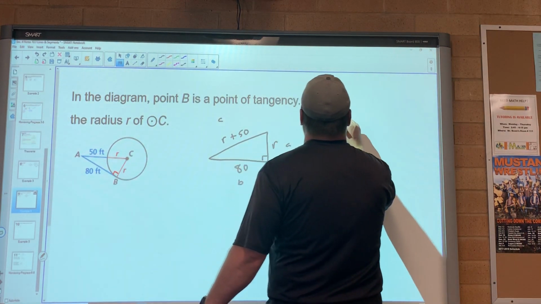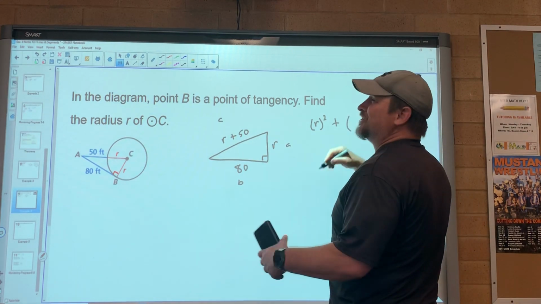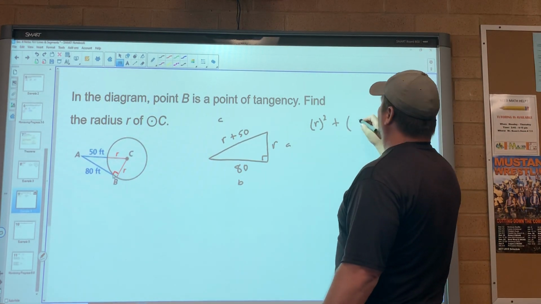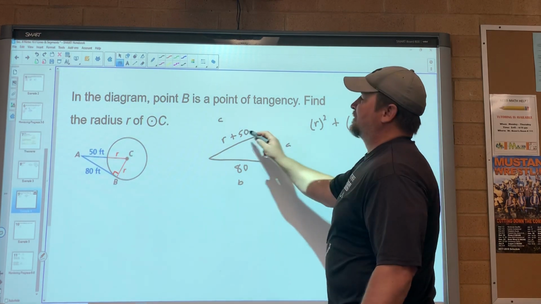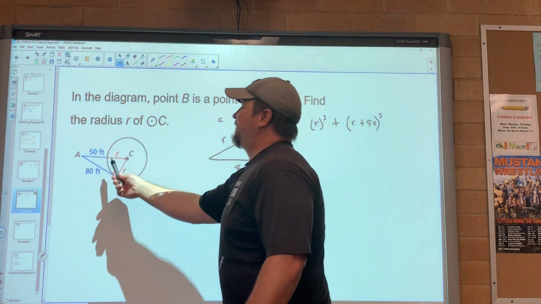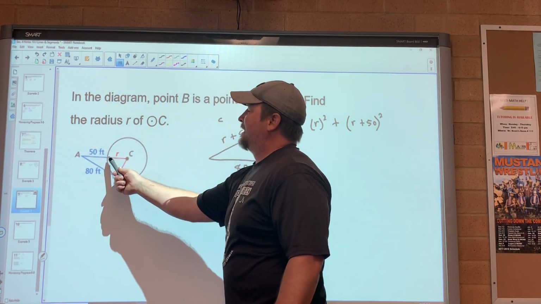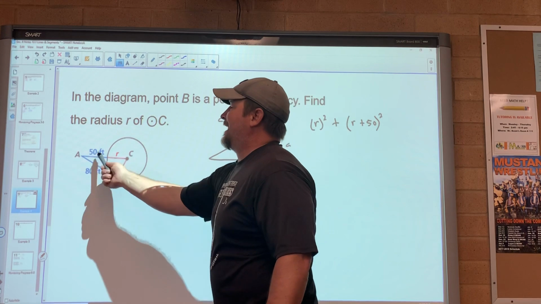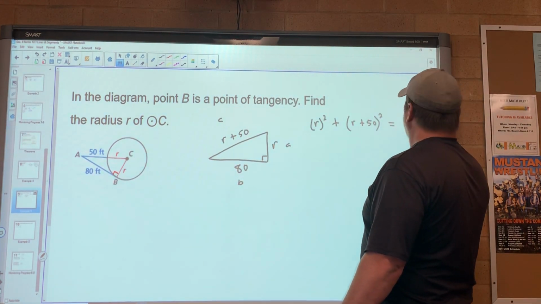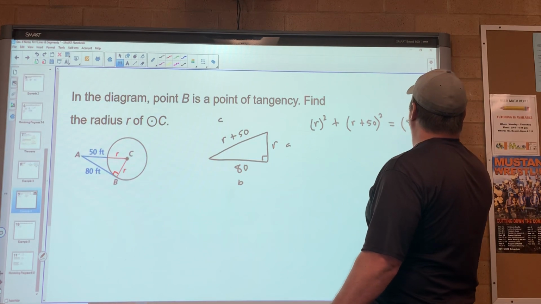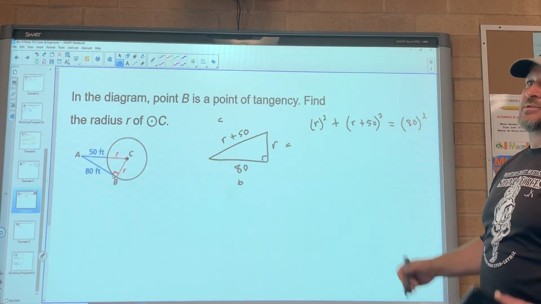R squared plus. Notice, if I have letters, I put them in parentheses. And I really should have done that with those numbers last time. R plus 50. I hope everybody understands why that's R plus 50. Because 50 is only from that blue part to the edge of the circle, and then the radius is the red line. And together, that makes R plus 50. Equals 80 squared. And that's really the way I should have written the last problem, with all the parentheses around everything.